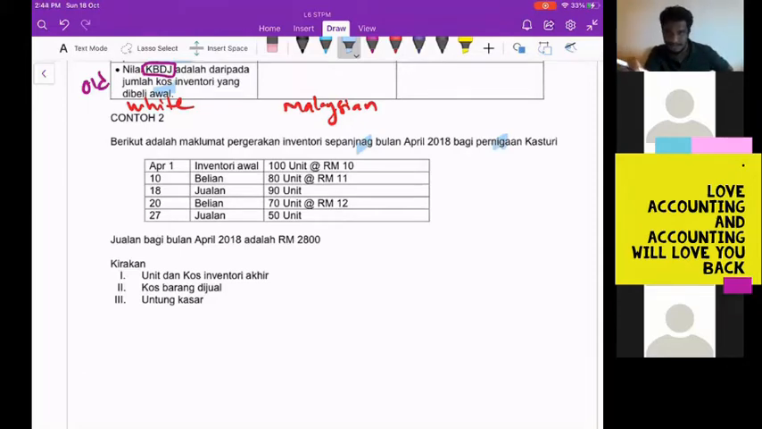I give you 1 minute, you copy this, just the date, beli ke jual, how many unit, how much, that's it. Or snap picture. I already snapped a picture, so I will refer to this and then I do my answer. So you also need to have the table.